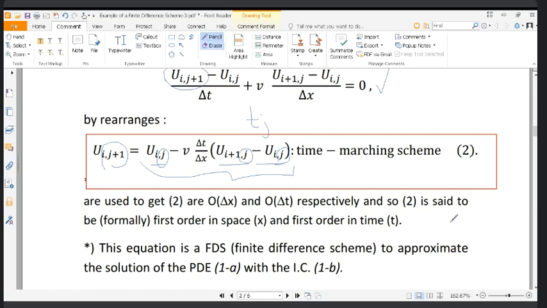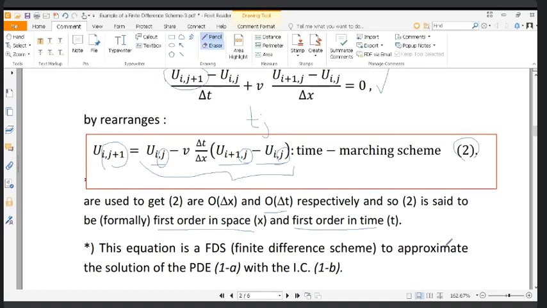When we use delta x and delta t, and then we use the forward approximation for ux and ut, the order of error for ux is O of delta x, and the order of error for t is O of delta t. And we said equation 2 is said to be first order in space or x and first order in time. This scheme is first order in space and first order in time because the order of error for x and t is 1 and 1. Okay?